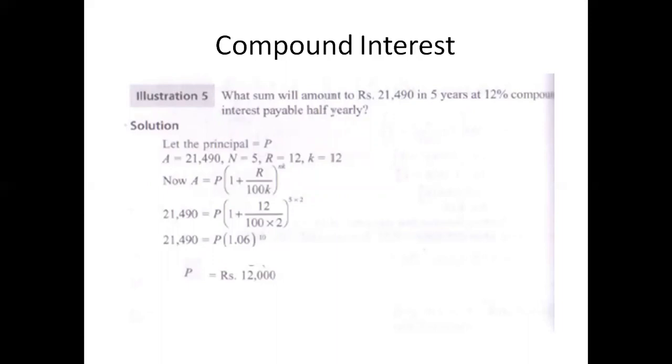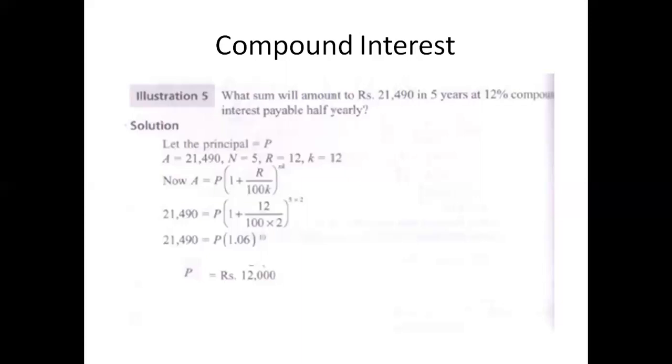100 into 2, because we have to divide the rate of interest also, because if it is 12% for a complete year, then it will be 12 by k, or in this case 12 by 2 for the half year rate of interest, and the number of times the interest is paid will be multiplied. That is, for years it would have been n to the power of 5, but for half yearly it will be 5 into 2, 10 times. So 21,490 is equal to P into 1.06 to the power of 10.